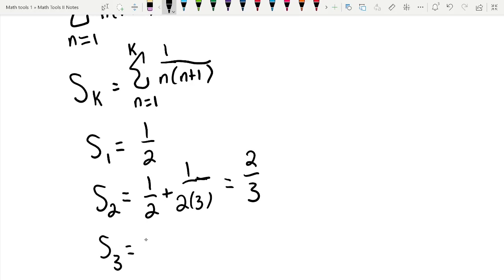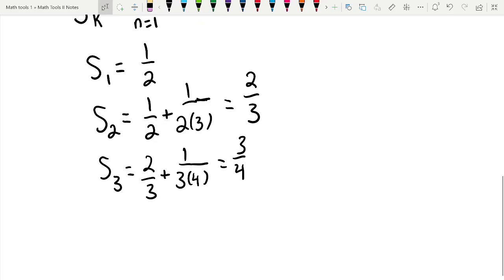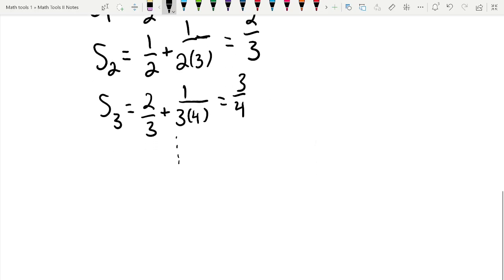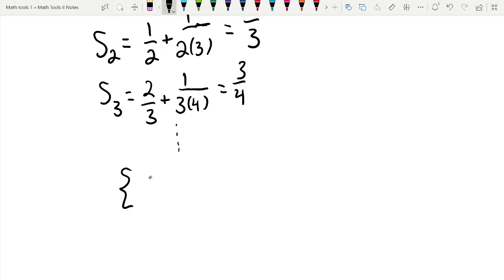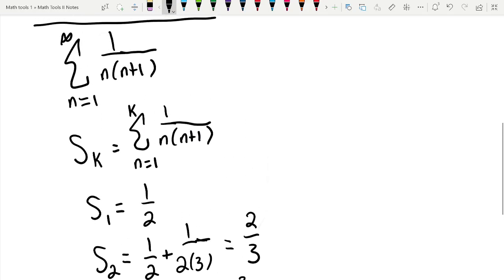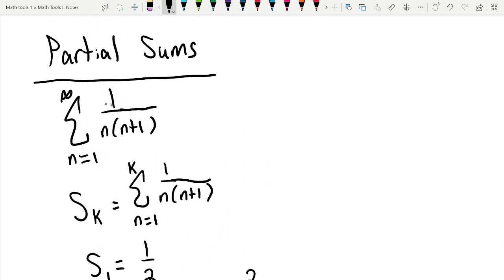S3 then is going to be 2/3 plus 1 over 3 times 4, so 1/12. This is going to come out to 3/4. Okay, and you can keep doing this. You can keep looking for the pattern here. So you want to look at these numbers and try to determine if there's a pattern. These partial sums themselves will form a sequence. Okay, so we want to see, does this sequence converge to anything? And if it does, then that tells us what the series converges to.